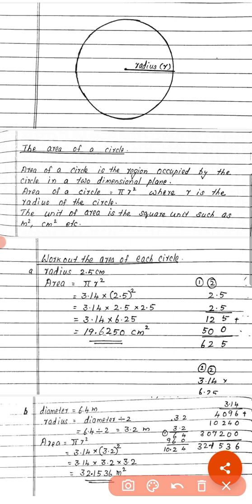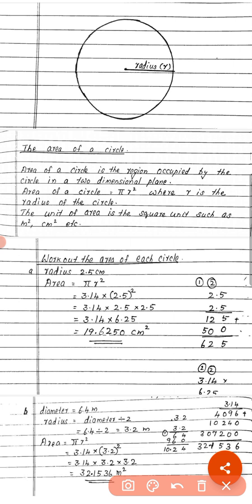So children, area of a circle is the region occupied by the circle in a two-dimensional plane. Area of a circle is equal to pi r squared. Pi is a Greek letter, as I told you. It is a constant value, equal to 3.14. If we divide the length of the circumference by the length of the diameter, we will get this constant value.